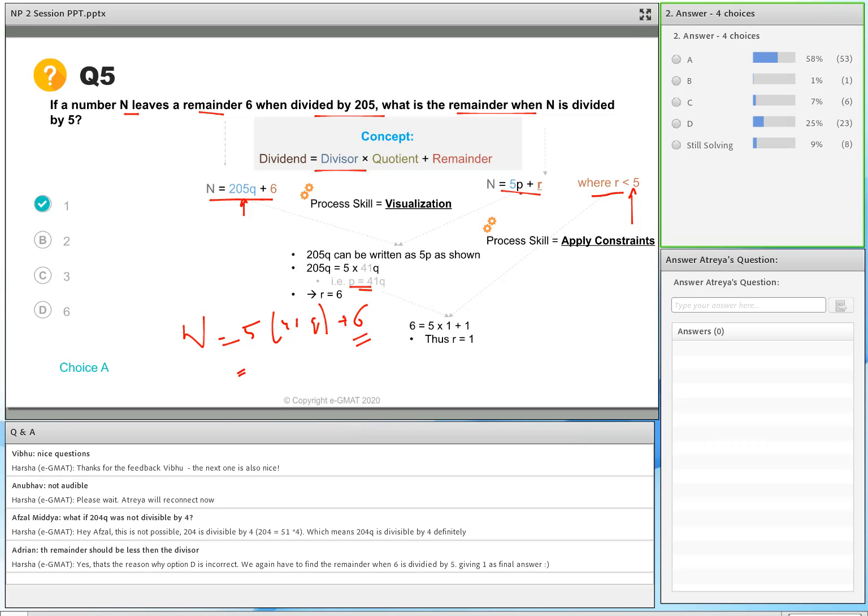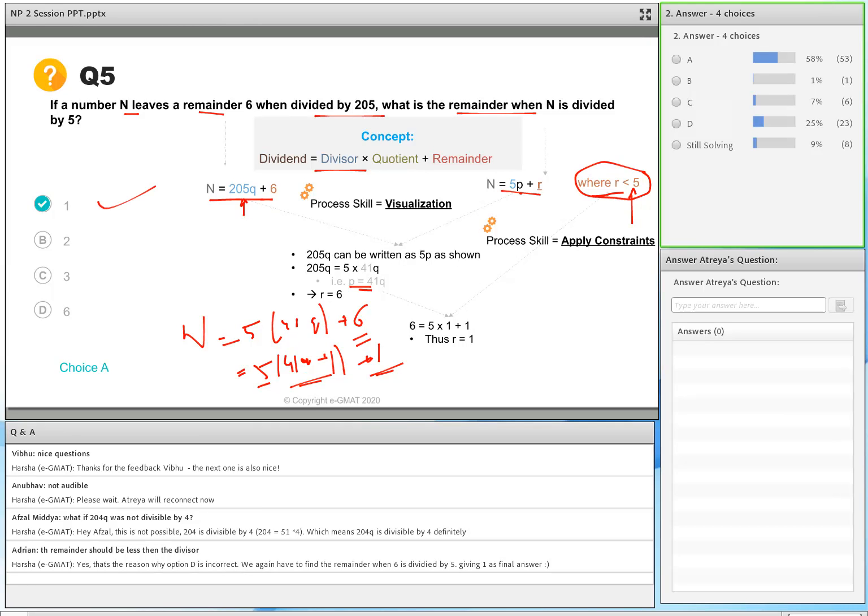So I can write this as 5 times of, and pardon my writing, I'm just using a mouse to do that, 5 times of 41q plus 1, plus 1. Now, what do I have here? I have 5 times of p times r, where r is less than 5. This completely fits into my equation that I wanted. Now, since r is less than 5, that is the answer for my question. So the answer for this question is choice A.